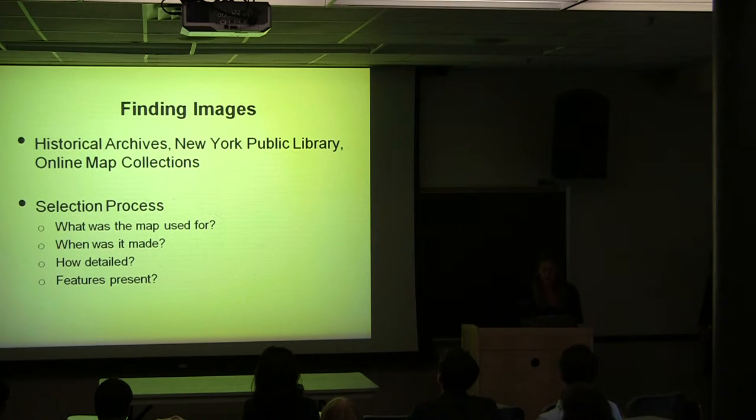Some of the selection criteria that we decided upon was, what was the map used for? Was it used as a coastal survey? Was it created for the use of war, or even as a land plot? When was the map created? How detailed is the map, and what are some of the features that the map shows?